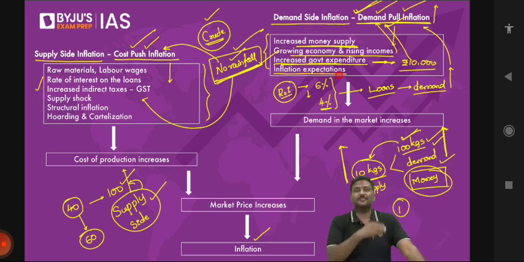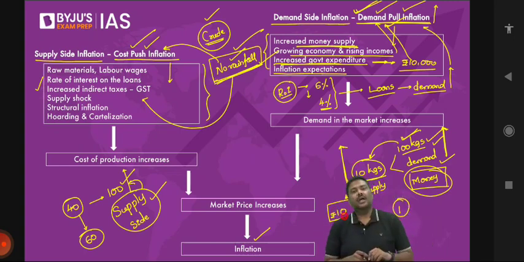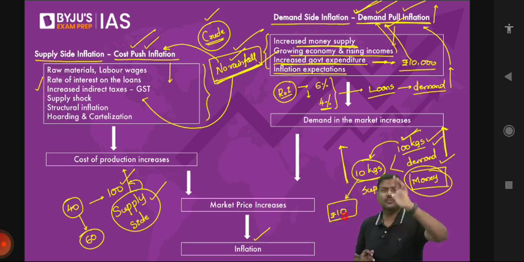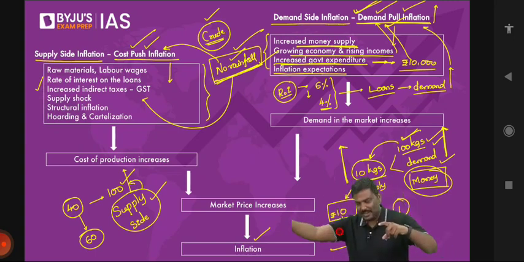What is this inflation expectation? Imagine today you go to the market, and compared to last week, the onion price has already increased by 10 rupees. Now tell me, will you purchase onion sufficient for 1 week and come back to the market next week, or will you purchase more onion?